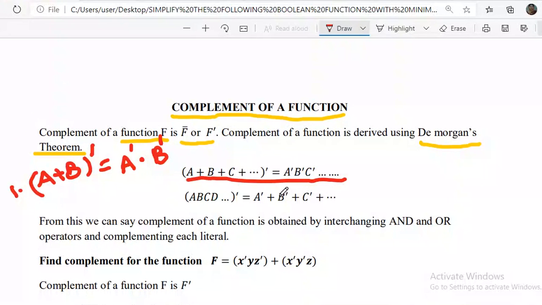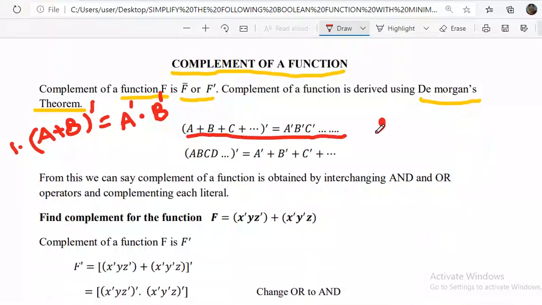What is our second De Morgan's theorem? The second De Morgan's theorem is A into B the whole bar, or whole dash. This is nothing but A dot B, or if I write A and B near each other, it means multiplication only. Even if I do not keep the dot, it is understood as multiplication.